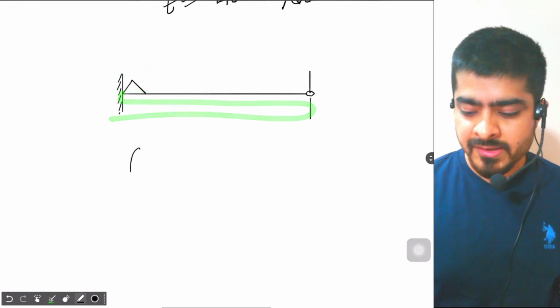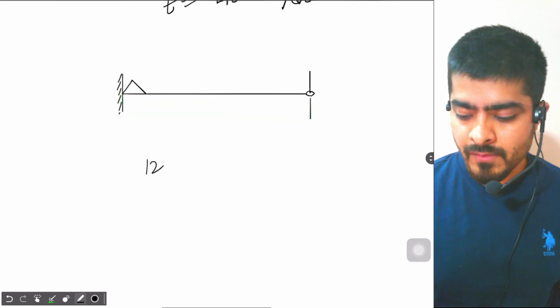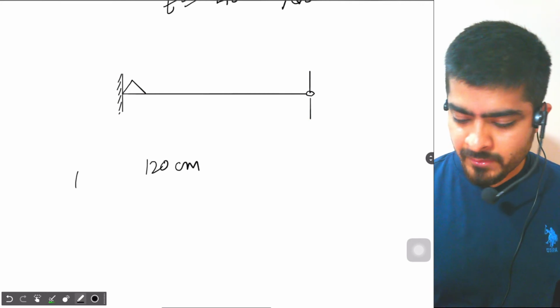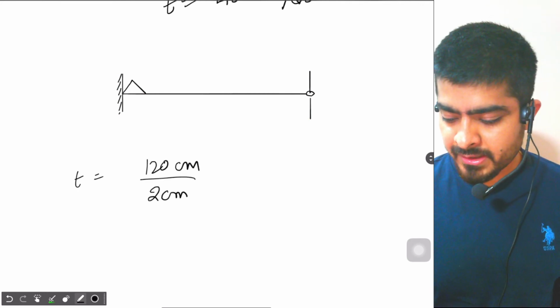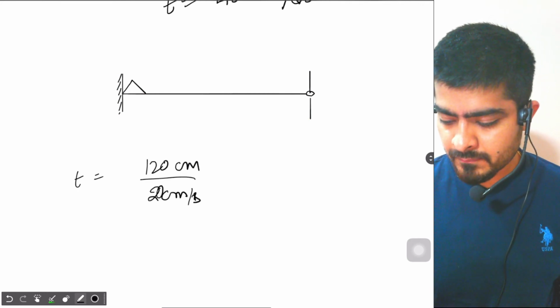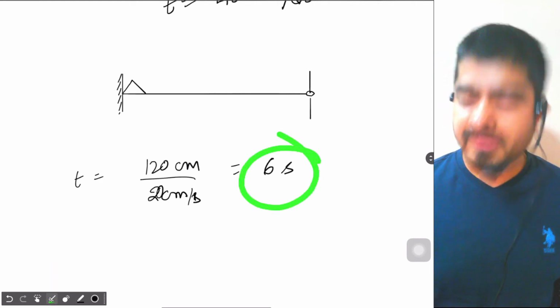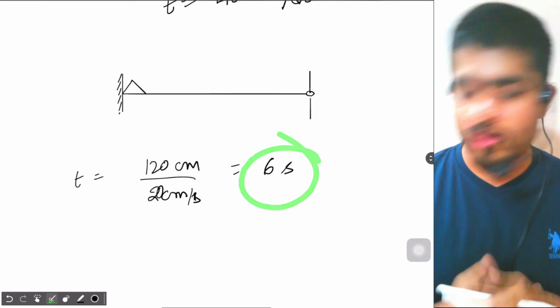So total distance traveled is 120 centimeter. And what is the speed of the pulse? Speed of the pulse is 20 centimeter per second. So time taken will be how much? 6 seconds.